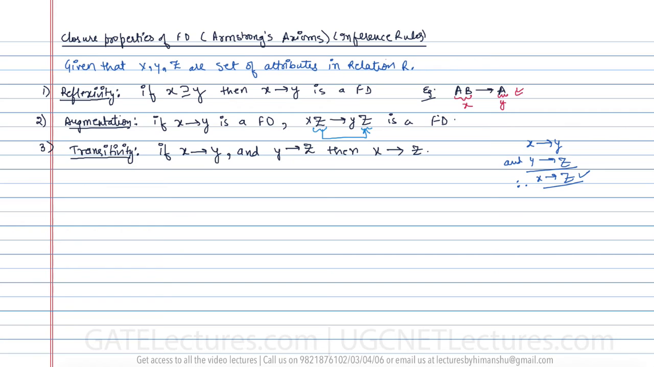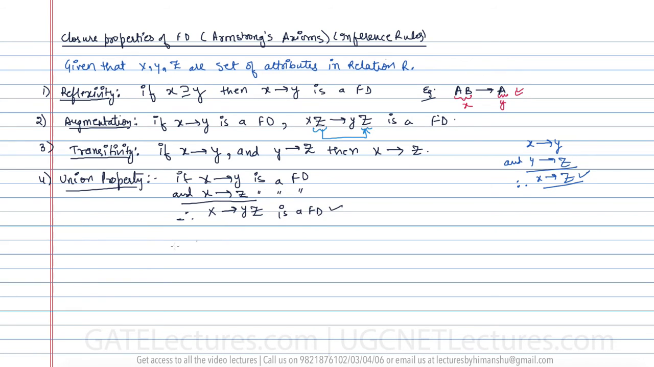The next property is the union property. If X determines Y is a functional dependency and X determines Z is a functional dependency, then you can union these two functional dependencies and say X determines YZ. This is called the union property.